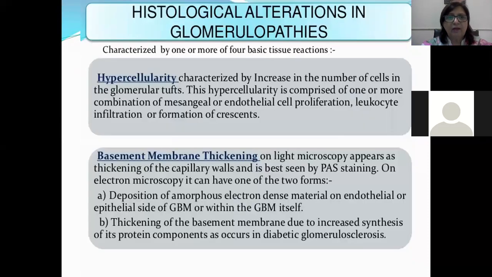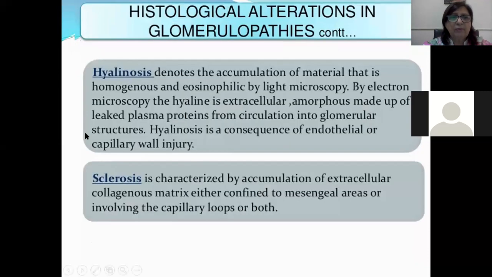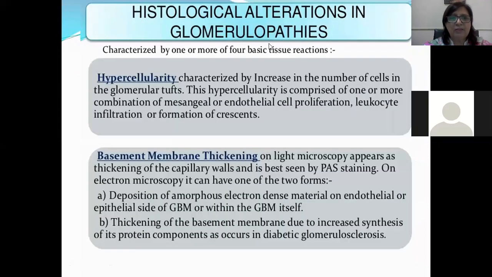Okay. Next is the histological alterations which we can see in these glomerular diseases. We can see hypercellularity, basement membrane thickening, hyalinosis, and sclerosis. So what does hypercellularity mean? It means an increase in the number of cells in the glomerular tuft. This hypercellularity is comprised of one or more combinations of mesangial or endothelial cell proliferation, leukocyte infiltration, or formation of crescents.